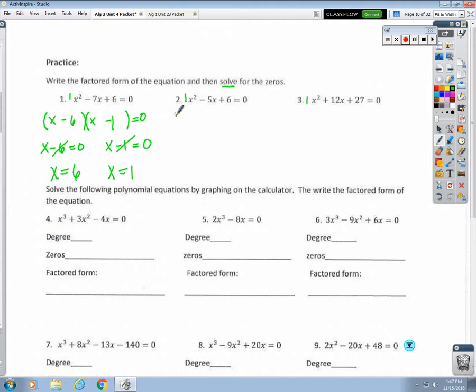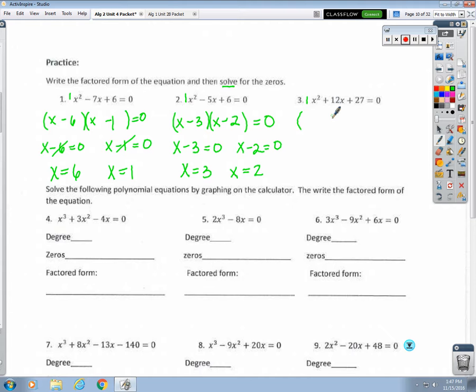Okay, for number 2, what numbers multiply to 6 and add to -5? -3 and -2. So when you set each of them to 0, what are you going to end up with for your final solutions? Correct. And why is it that these are the solutions? Right. If I plug 3 into both of those x's, it'll produce a 0. If I plug 2 into both of those, it'll produce a 0.